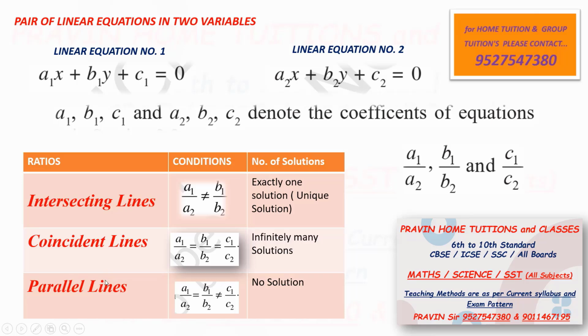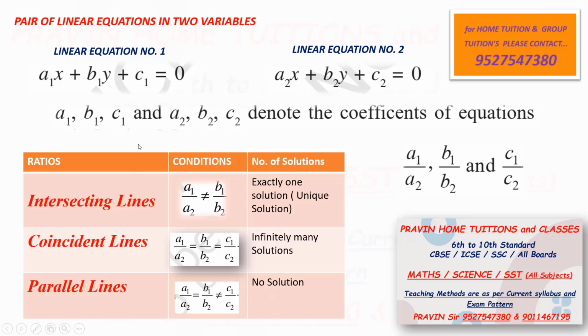And the third type of line, parallel lines. If lines are parallel, then ratio A1 by A2 is equal to B1 by B2, which is not equal to C1 by C2. First ratio A1 by A2 is equal to second ratio B1 by B2, which is not equal to C1 by C2. That means the first ratio and second ratio are equal, the third ratio is not equal. So these lines are parallel and have no solution.